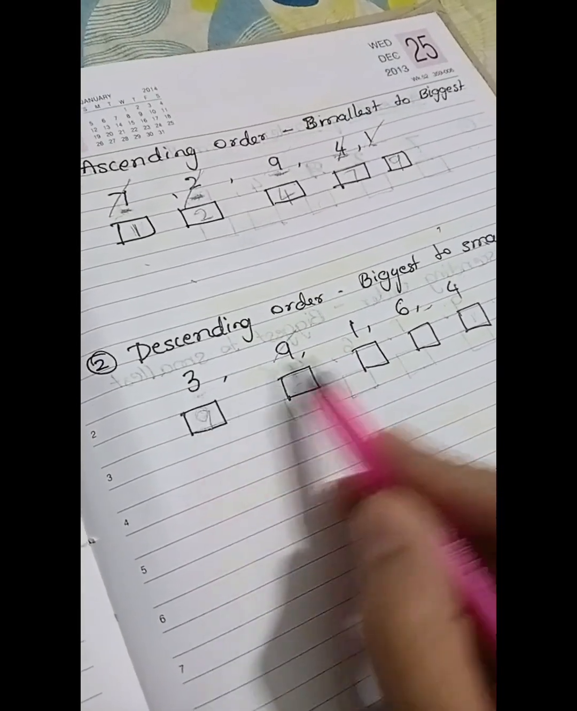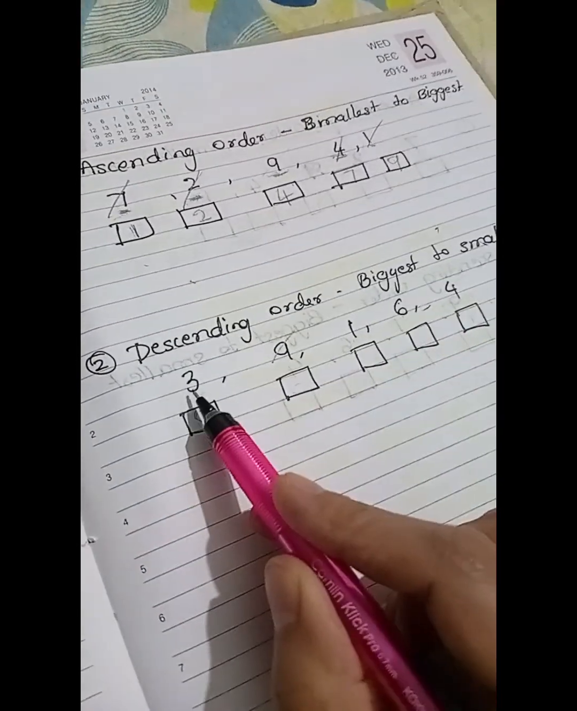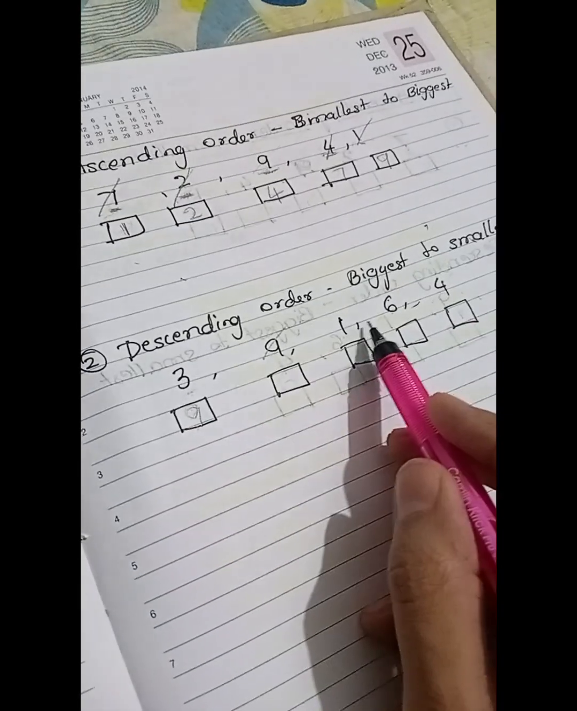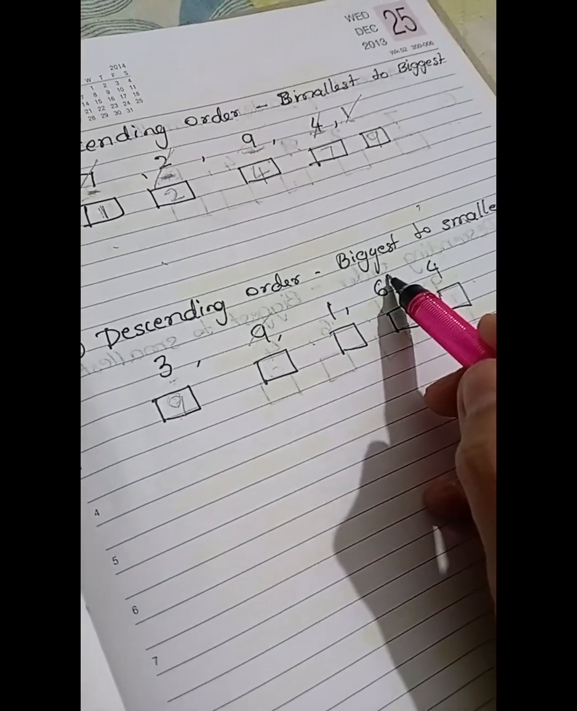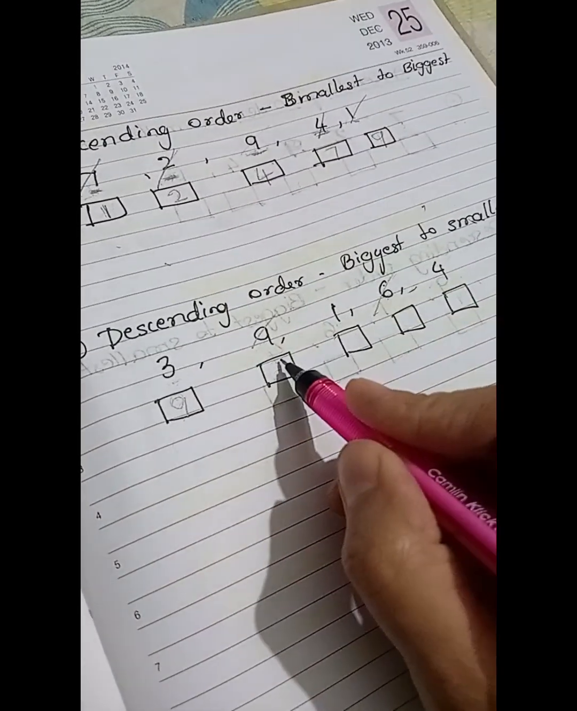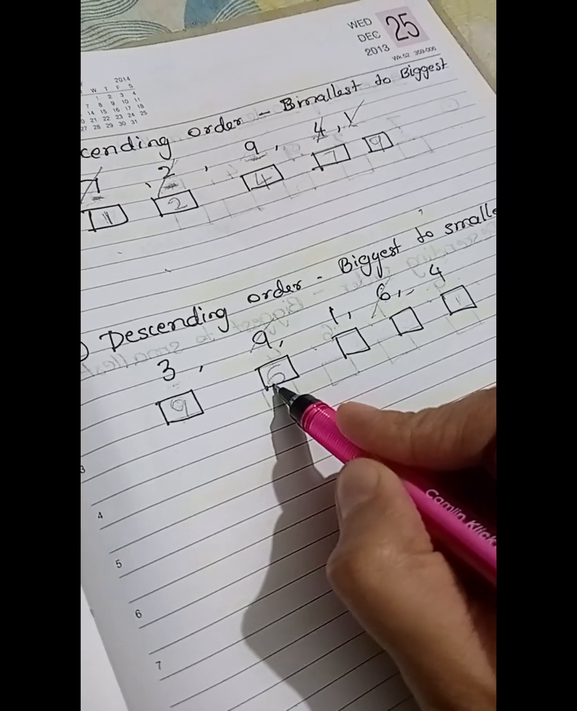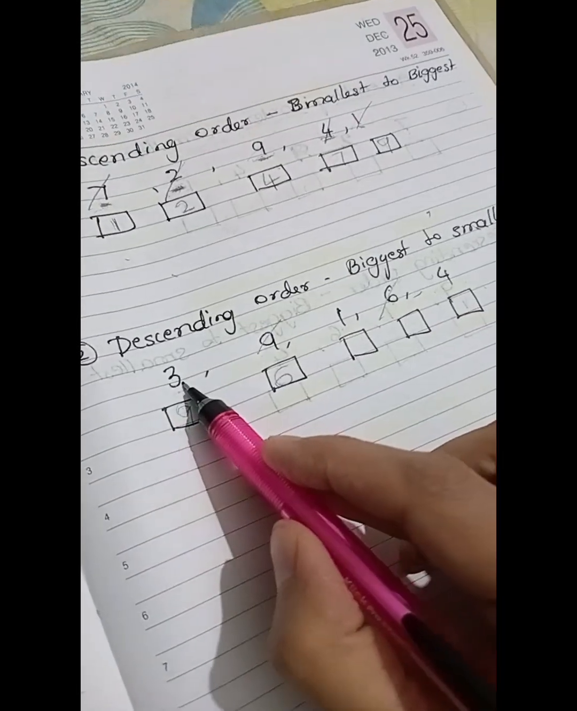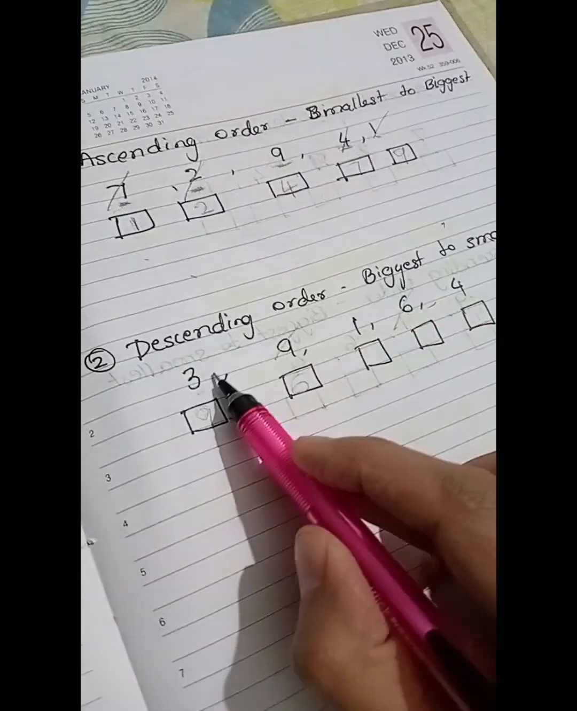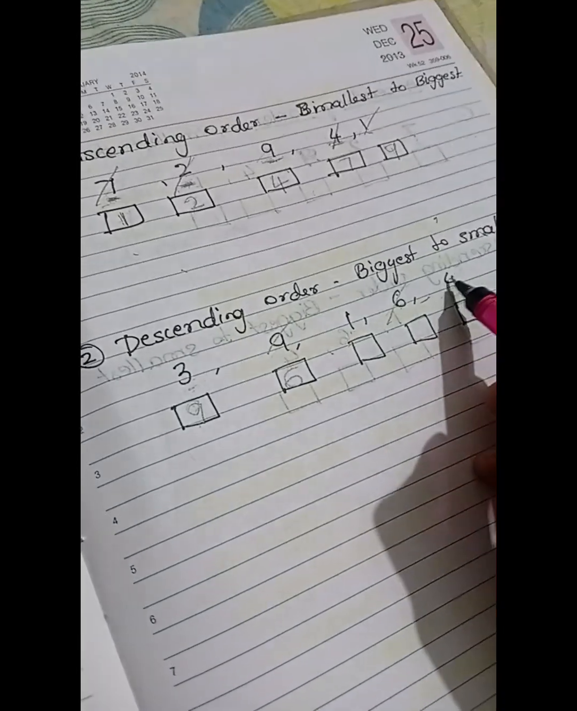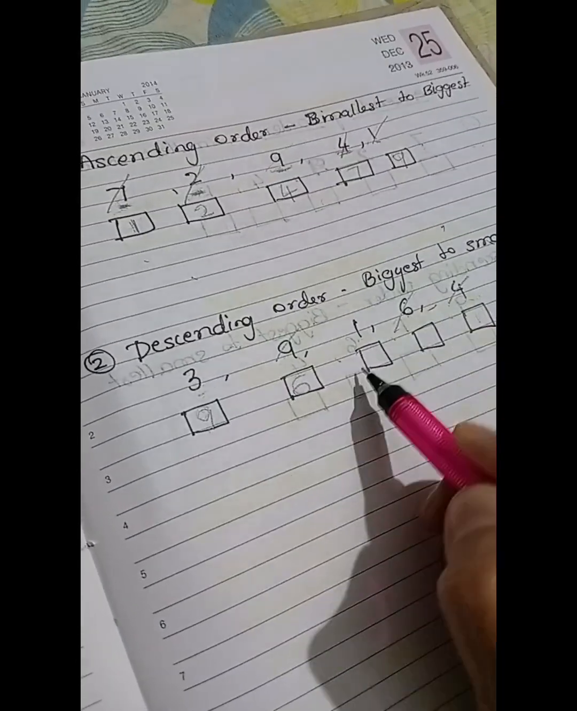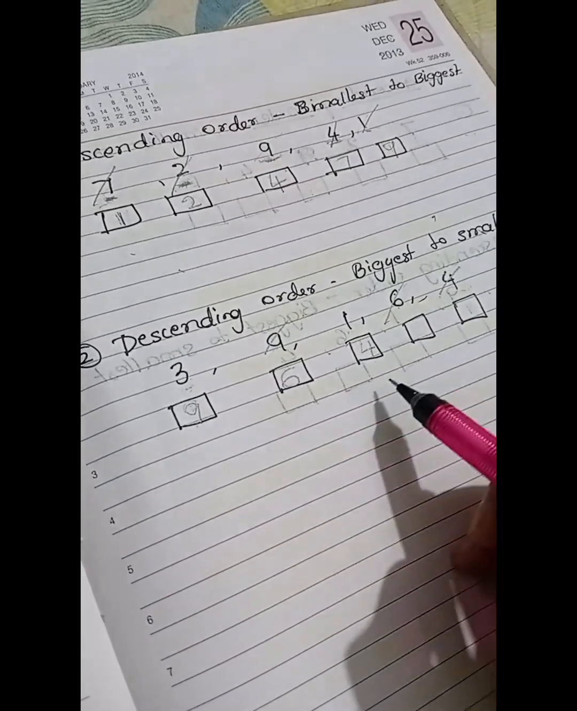So now the remaining 4 numbers are 3, 1, 6, 4. Ask your child which is the biggest among these. So 6 is the next biggest number. Cross the number and allow the child to write 6 here. So now the remaining 3 numbers are 3, 1 and 4. Among 3, 1 and 4, 4 is the biggest number. Cross the number 4 and allow the child to write 4 in the next block.